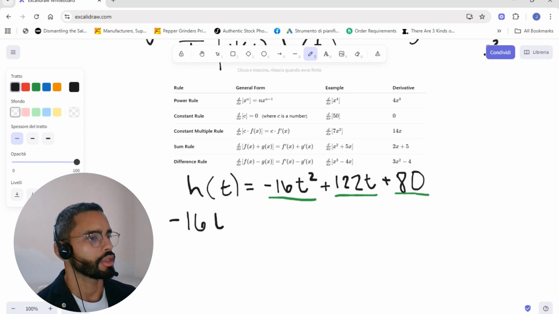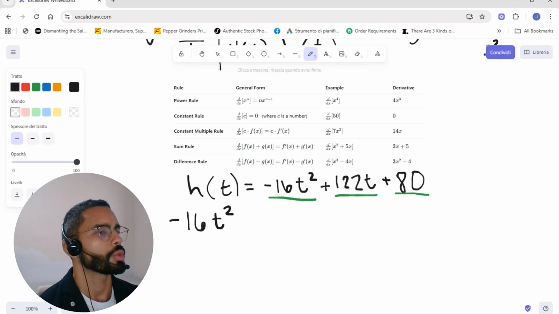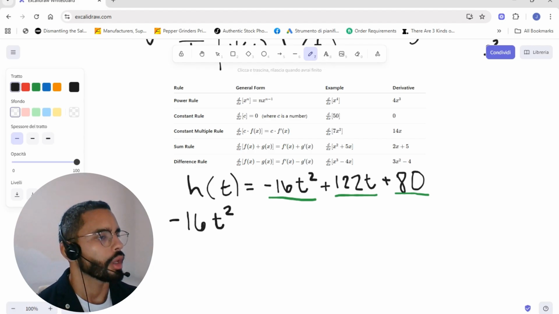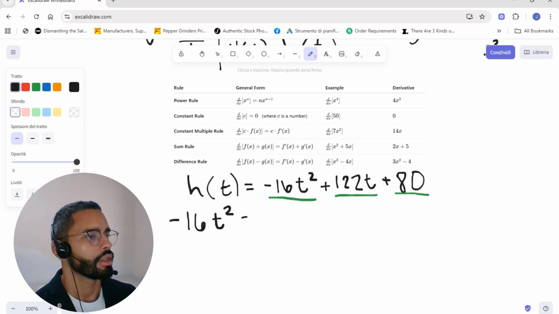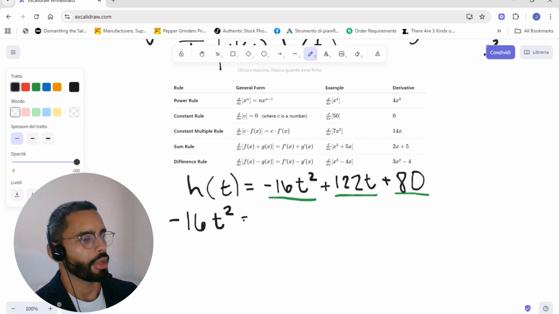So now let's do that. Let me write this term right here, 16t squared. How would you take the derivative of that? Which rule would you apply? The power rule. What does the power rule say? Yes, exactly. That one is when you bring down the exponent in front of the variable, and then you reduce it by one. Perfect.